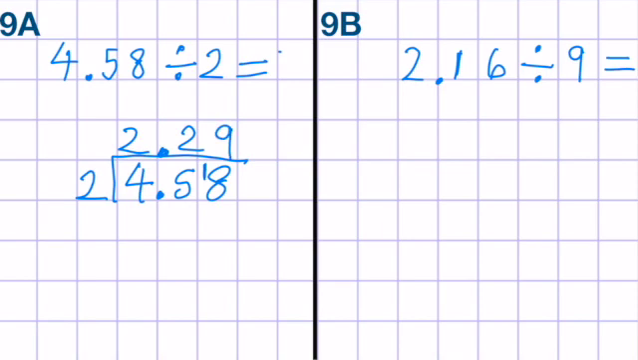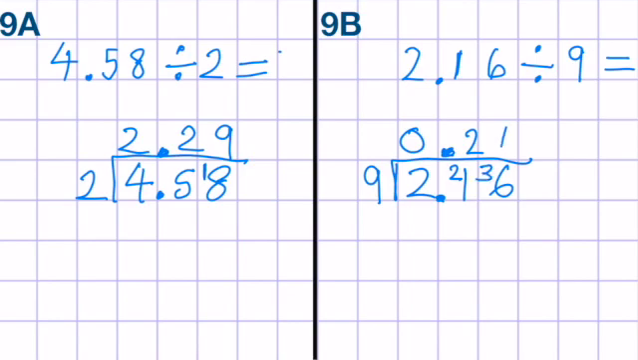All right, on the other side, we're going to do 2.16 divided by 9. Let's get our decimal place in the same place. 9 goes into 2 0 times. Carry the 2 over and that's 21. Now, 9 times 2 is 18. So that means 9 goes into 21 2 times. And then we have a remainder of 3 because 21 subtract 18 is 3. So let's put the 3 here. And 9 goes into 36 4 times. So the answer is 0.24.